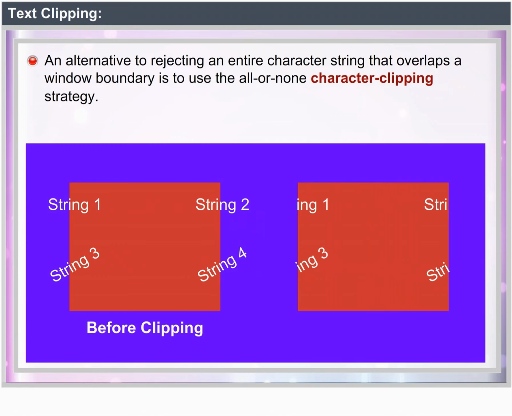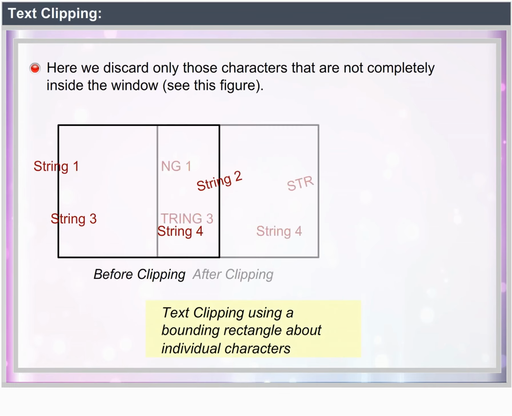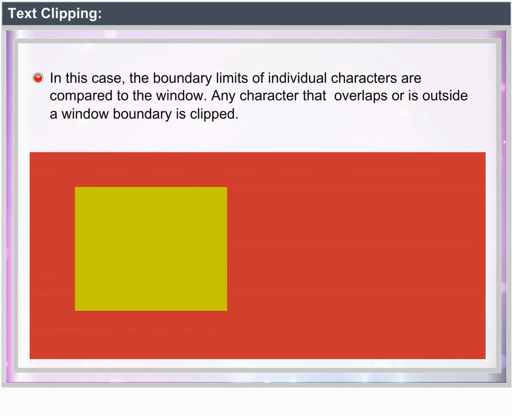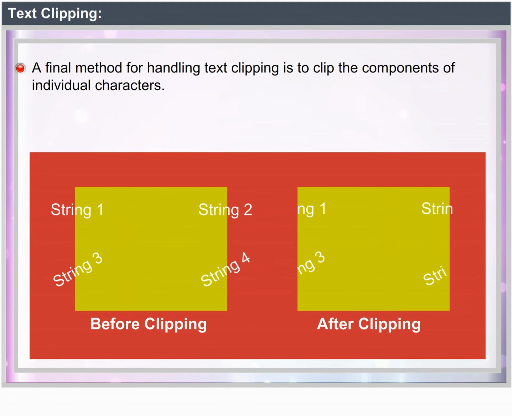An alternative to rejecting an entire character string that overlaps a window boundary is to use the all or none character clipping strategy. Here we discard only those characters that are not completely inside the window. See figure. In this case, the boundary limits of individual characters are compared to the window. Any character that either overlaps or is outside a window boundary is clipped.